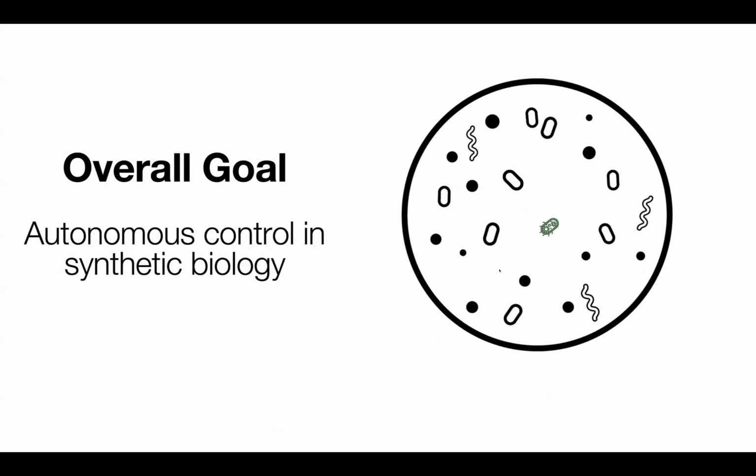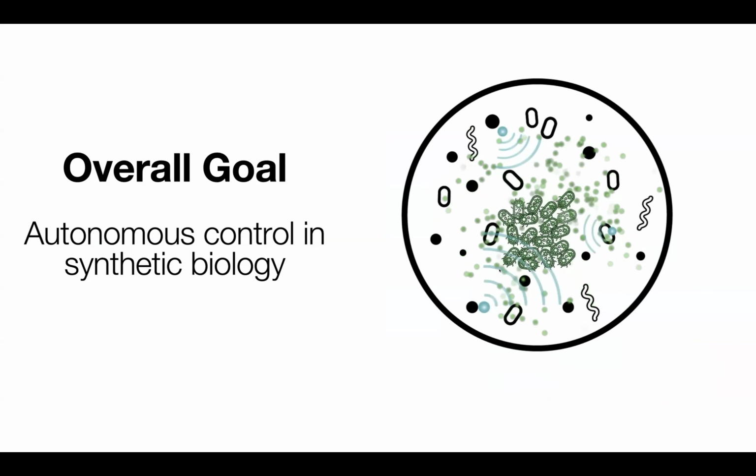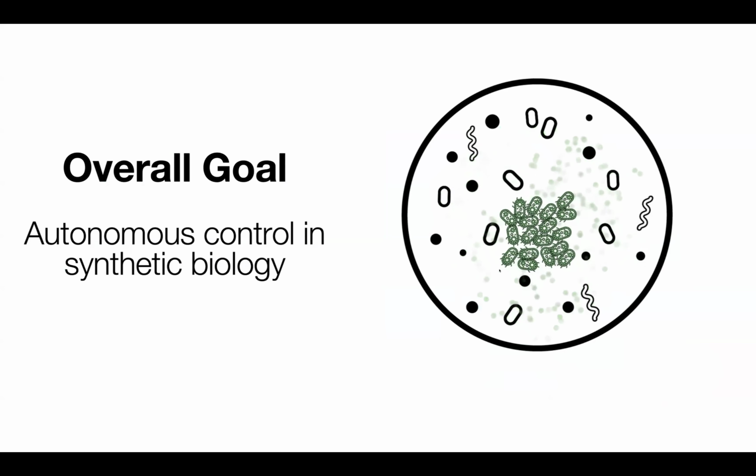In our lab, the overall goal is to achieve autonomous control in synthetic biology. What I mean is that we want to engineer a bug that goes to the environment and senses the signal where it needs to remediate. Once it senses that, not only will it produce the molecule to remediate that signal, it will also scale up. And when the signal goes away, it should know to scale back in population so we minimize the environmental impact of the synthetic bugs.